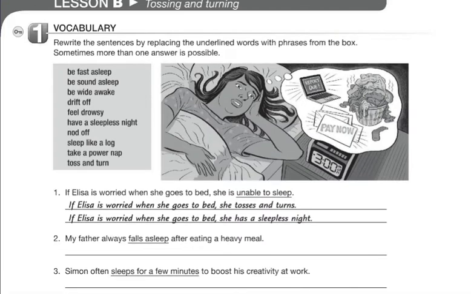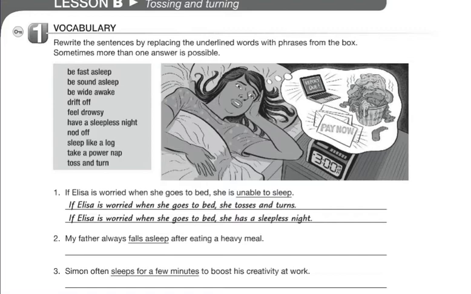Okay, so we have here: be fast asleep, be sound asleep, be wide awake, drift off, feel drowsy, have a sleepless night, nod off, sleep like a log, take a power nap, toss and turn. During the unit, we looked at the different types of sleeping. We have deep sleeping, we have short-time naps, and so on. You can complement this with Instagram. You may find the vocabulary set there. And well, we're gonna continue.